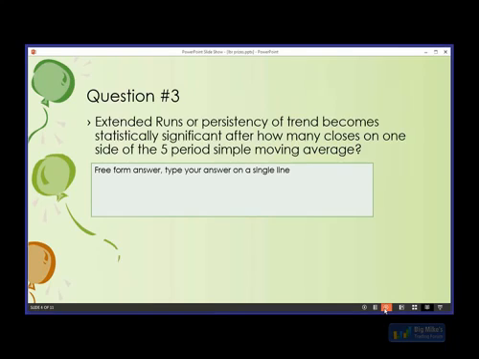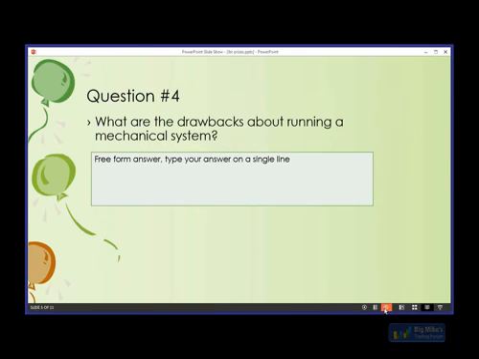Okay, question 4. What are the drawbacks about running a mechanical system? Larger drawdowns. Yeah, inherently you have to have wider stops.